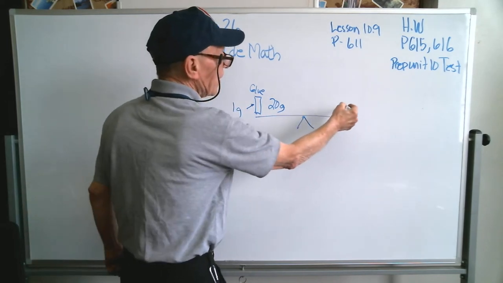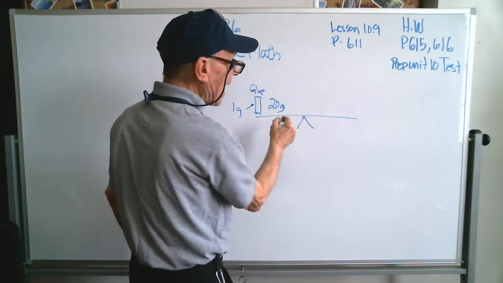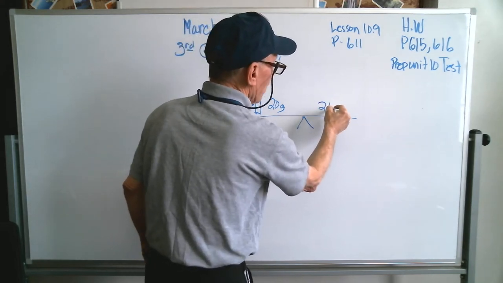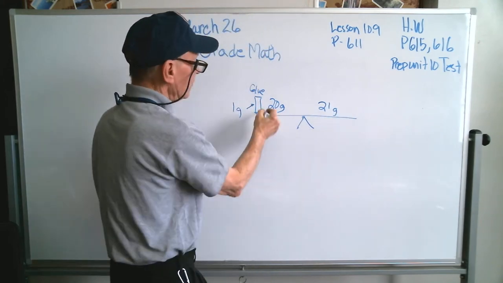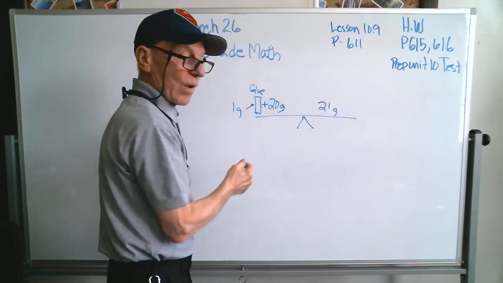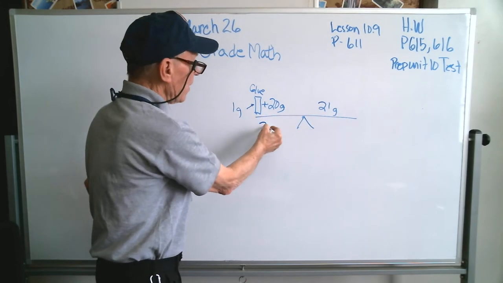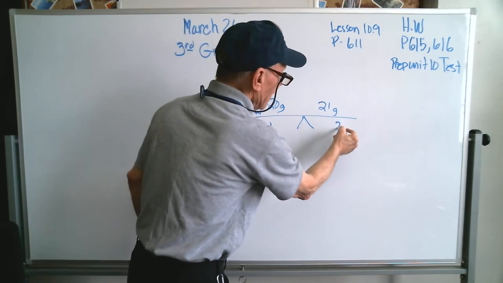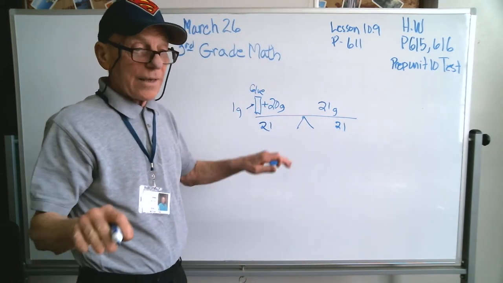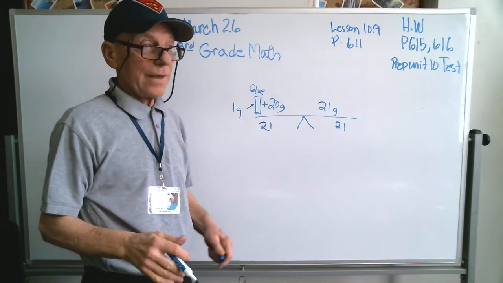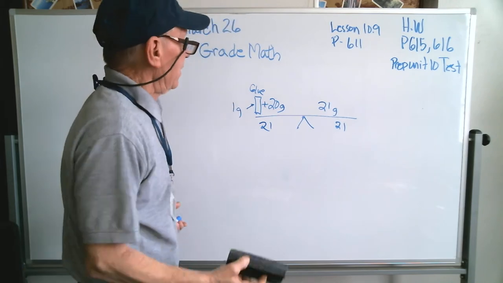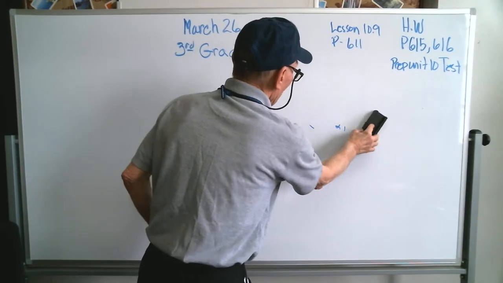That means on this side, in order to make this balanced, we would have to have 21 grams, because the glue stick plus the 20 grams equals 21. If you got 21 on this side, you need to have 21 on that side. Any more or less, and the scale will lean in the direction of the heaviest weight.